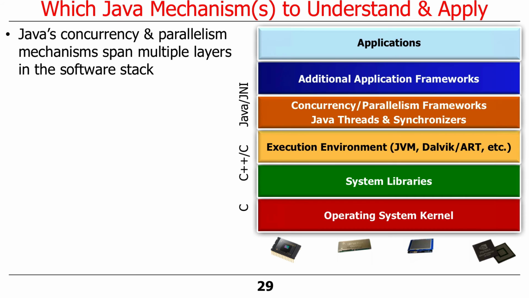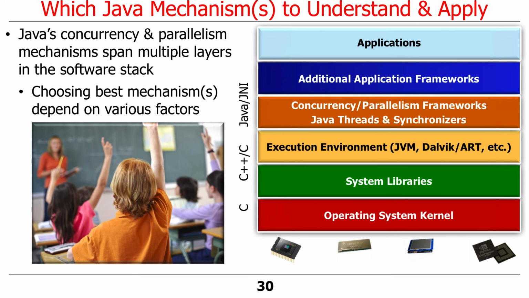Surprise, surprise. So you'll have things like the operating system kernel, which is typically written in C, which accesses the hardware. You have various system libraries like libc, which are typically written in C or C++. You have execution environments like the Java Virtual Machine or Dalvik and Art, which is Android's execution environment, sort of like the Java Virtual Machine. You have various concurrency and parallelism frameworks, threads, and synchronizers. Now we're getting up into the Java world. You have application frameworks, you have applications, and so on. And different capabilities lurk in different layers in modern systems.